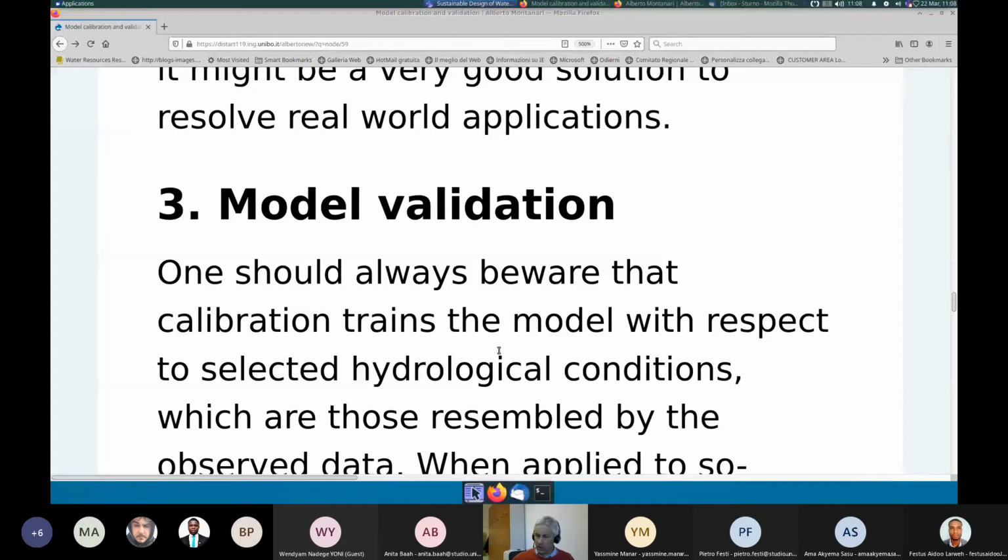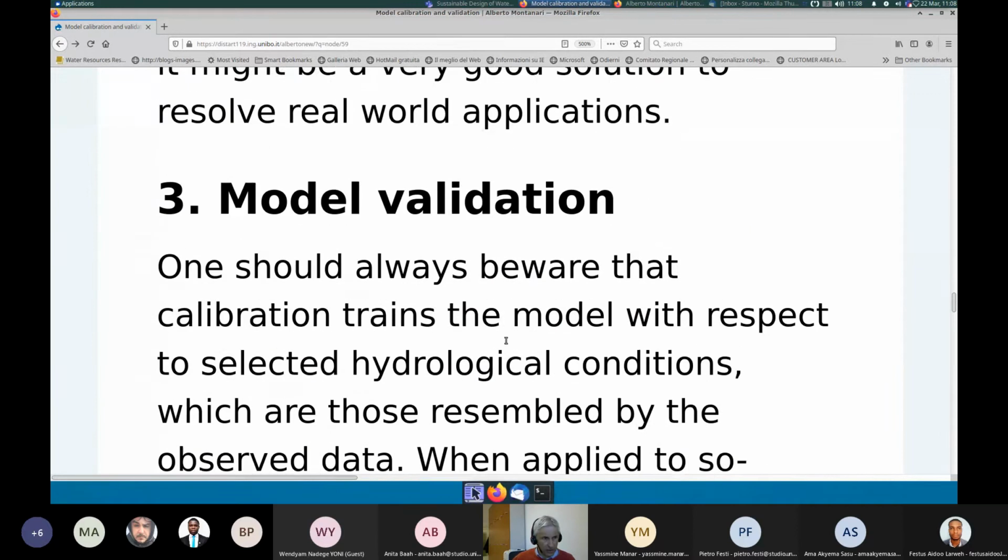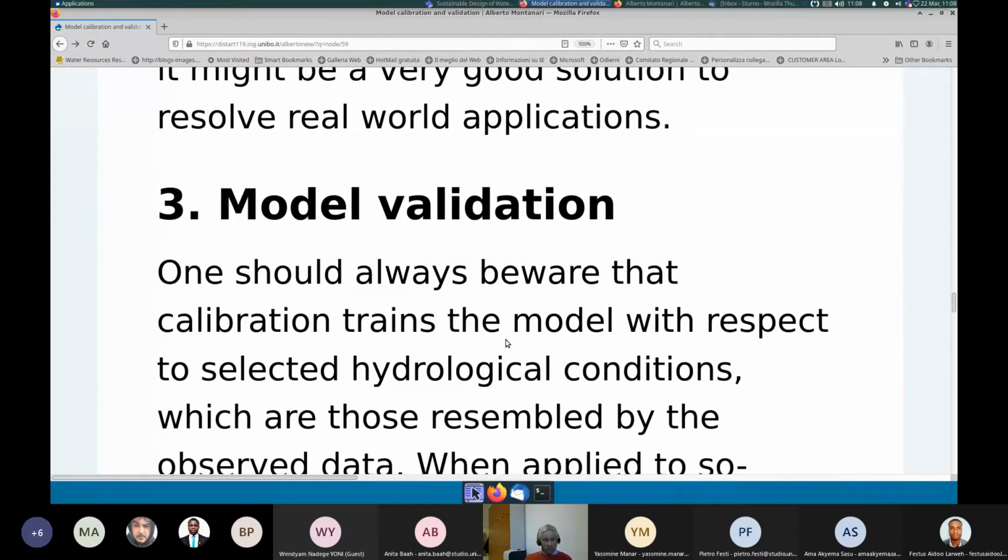Here it is. Okay, so first, why does model calibration need to be checked? Why does it need to be verified and validated? Because the term validation stands for validating the calibration.